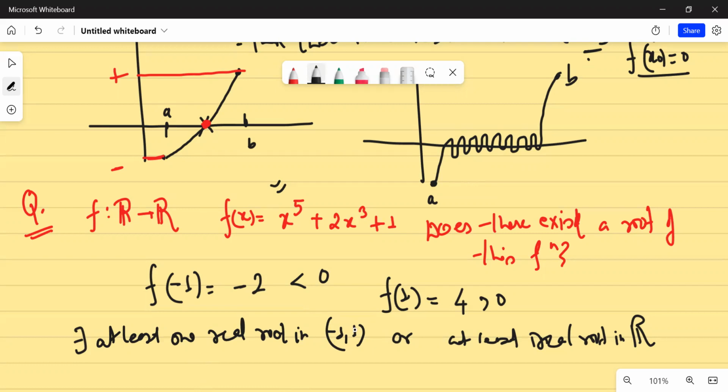And since it is guaranteed in minus 1 comma 1, minus 1 comma 1 किसका सबसेट है? R का तो सबसेट है, at least one real root in R तो तुम कह ही सकते हो. Yes, there exists a root of this particular function. Yes or no?